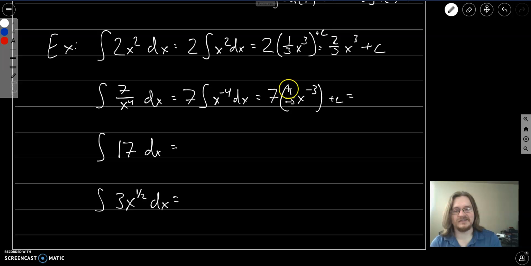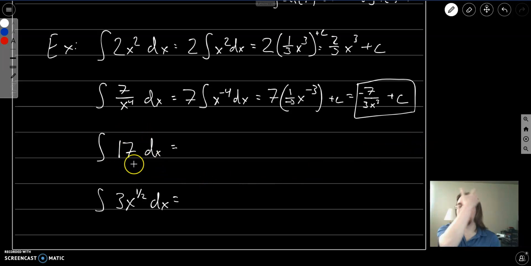So here I've got 7 over negative 3, so that's negative 7/3 times x to the negative 3 power, but x to the negative 3 is the same thing as 1 over x to the 3rd power. My 3's are getting a bit sloppy. Plus c. So there is my antiderivative.